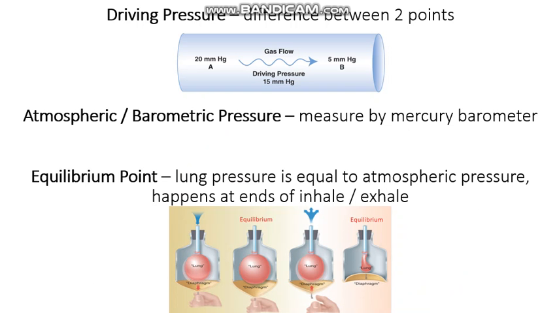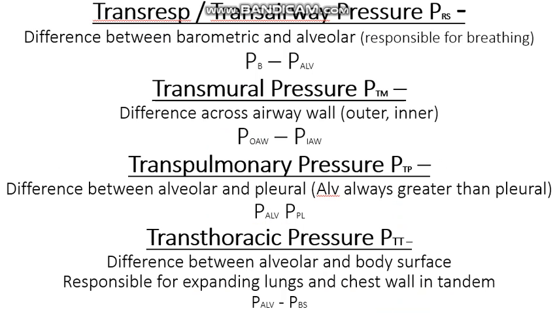Driving pressure is the difference between 2 points. Atmospheric, also known as barometric pressure, is measured by a mercury barometer. The equilibrium point is when lung pressure is equal to atmospheric pressure. This happens at the ends of inhalation and exhalation.